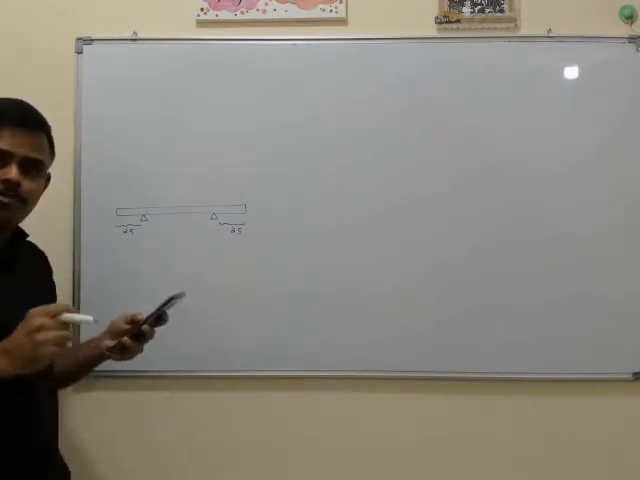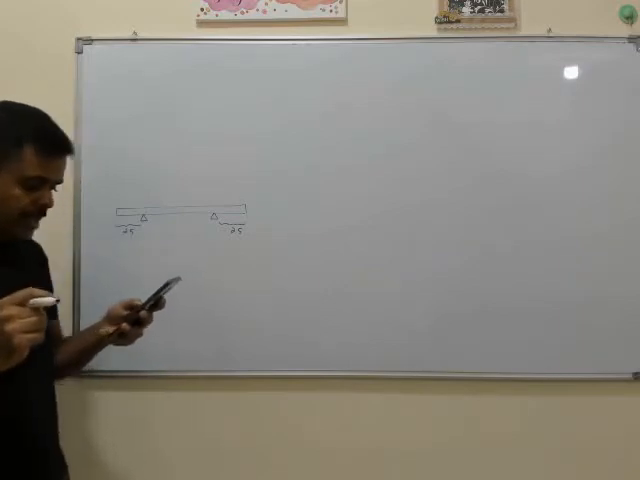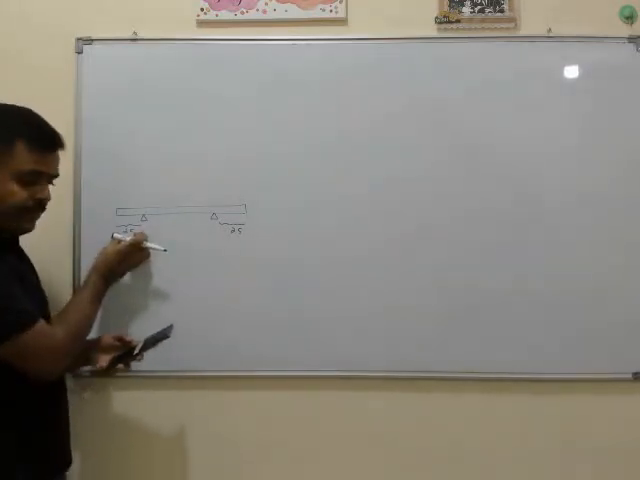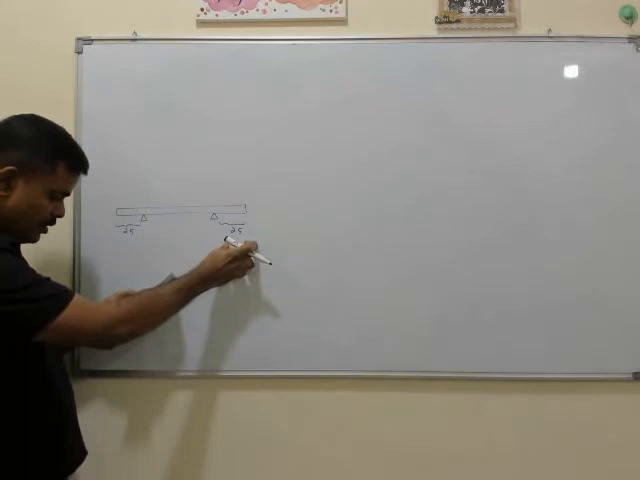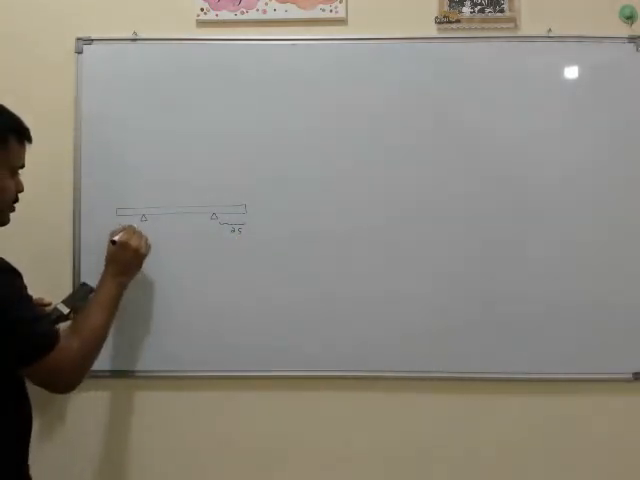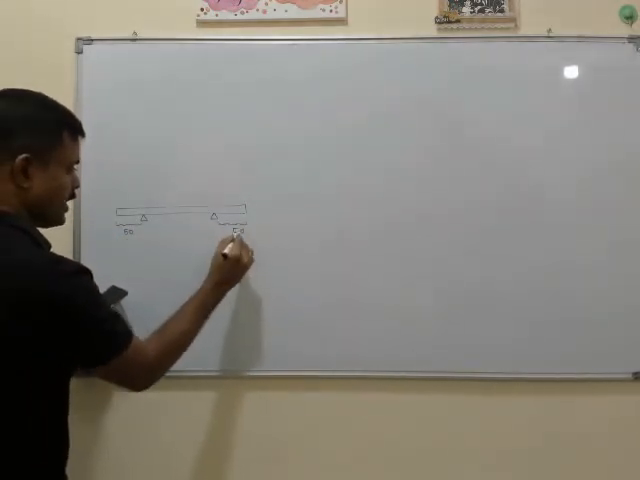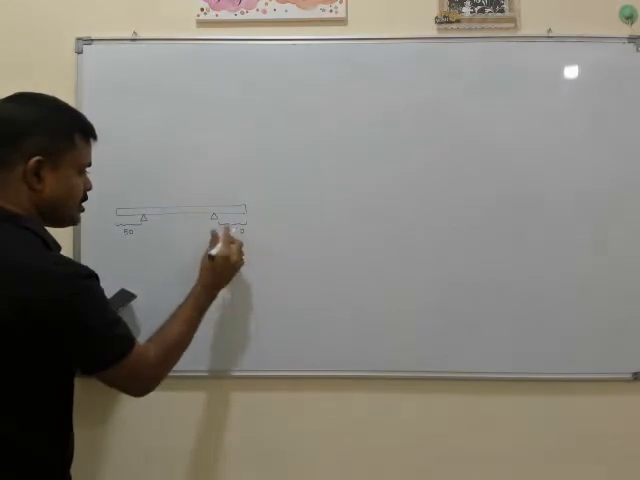A child P of mass 20 kilograms is playing on a uniform plank of 2 meters length. So this is not 25, it is 50 centimeters in the question. This is also 50 centimeters. The extended portions are 50 centimeters each.